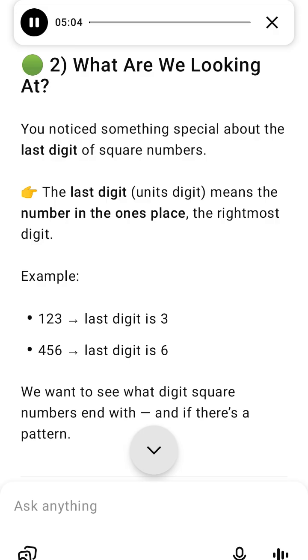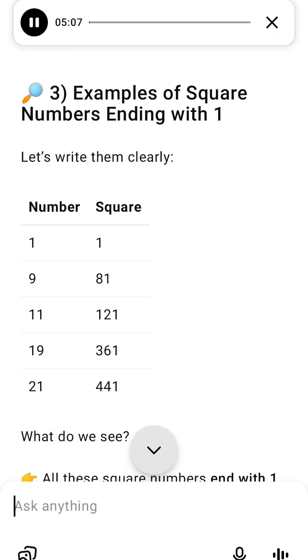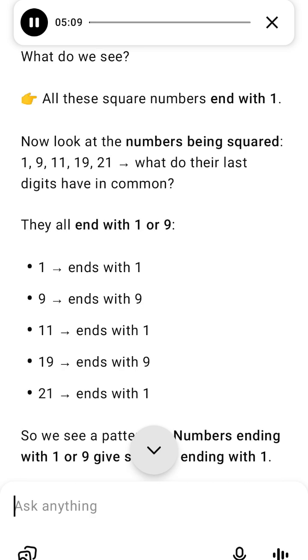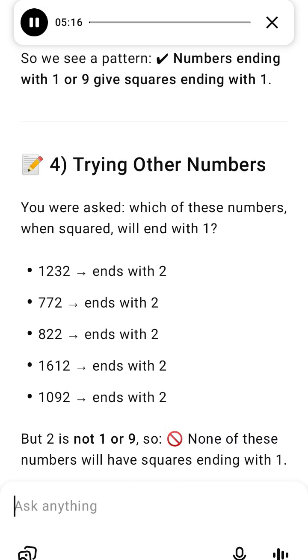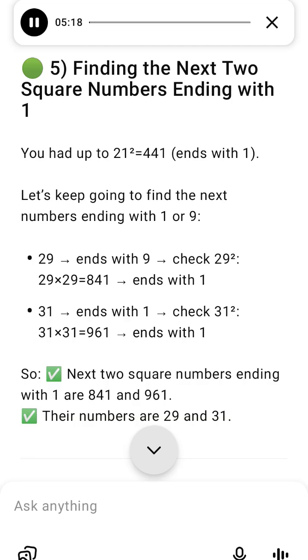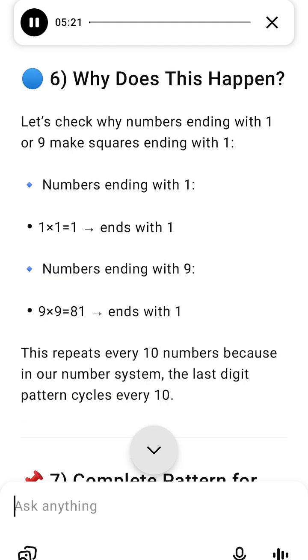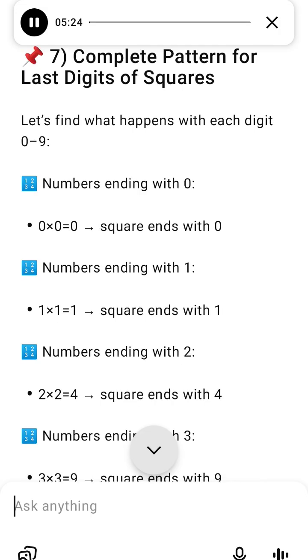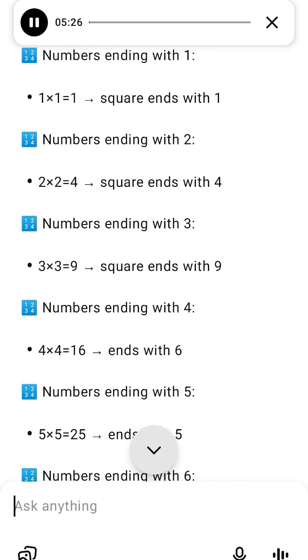11. Try these numbers for squares ending with 6. Which of these will have squares ending with 6? I. 19² ends with 2, not 4 or 6, won't end with 6. II. 24² ends with 2, not 4 or 6, won't end with 6. III. 26² ends with 2, not 4 or 6, won't end with 6. IV. 36² ends with 2, not 4 or 6, won't end with 6. V. 34² ends with 2, 4, 6, won't end with 6. So none of these will have squares ending with 6.